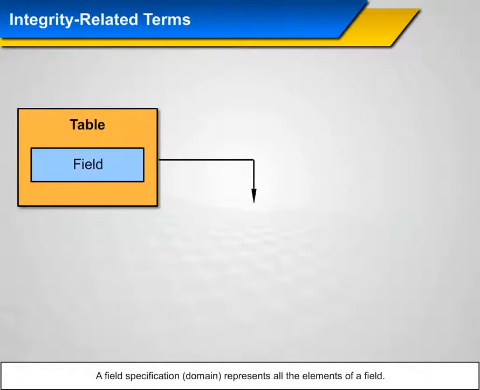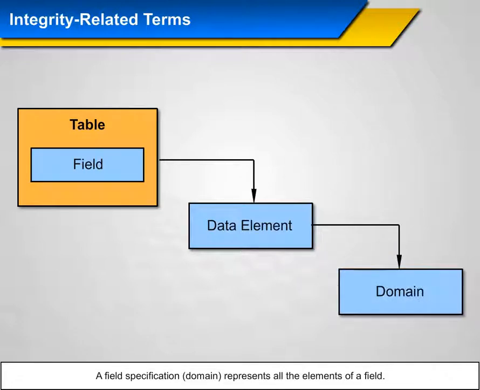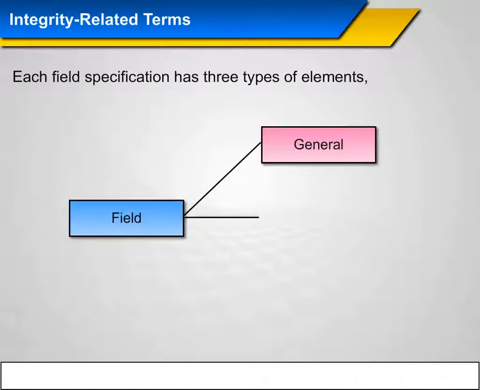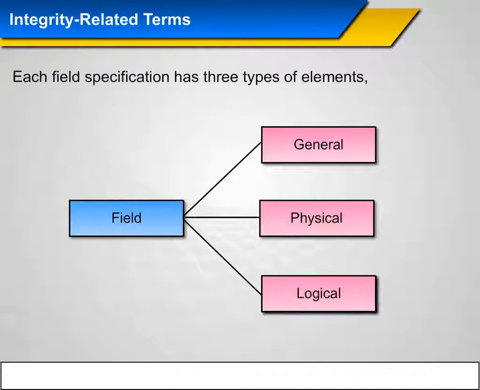Integrity-related terms. A field specification, that is domain, represents all the elements of a field. Each field specification has three types of elements: general, physical, logical.